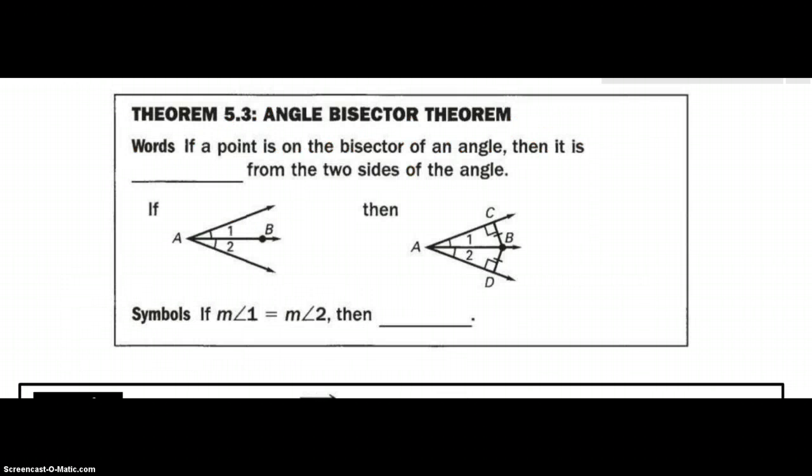An angle bisector is? An angle bisector, since bisector means cut in half, it just cuts the angle in half. It makes two congruent angles. But what this is saying is if a point is on the bisector of an angle, then it is equidistant from the two sides of the angle.